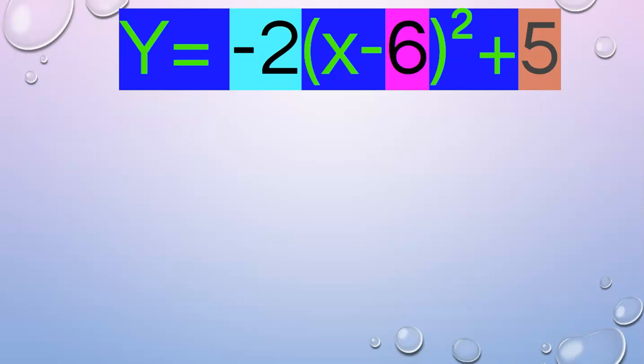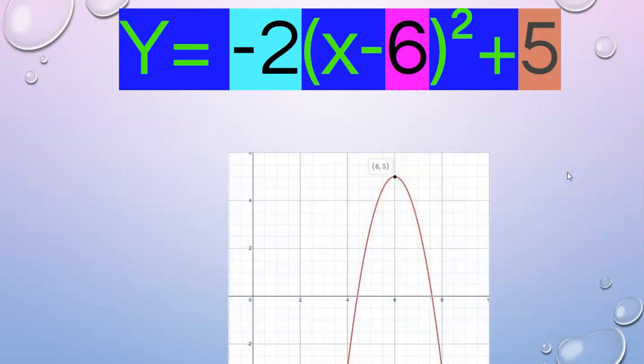Looking at this expression, we know that -2 is in the A position, 6 is in the H position, and 5 is in the K position. So we want to graph that function. When we graph that function, this is what we come up with. You should get this graph if you go to Desmos and graph this function. What you'll notice is how this 6 is showing up in our vertex, and how this 5 is also part of our vertex.